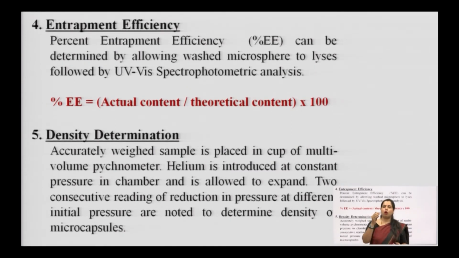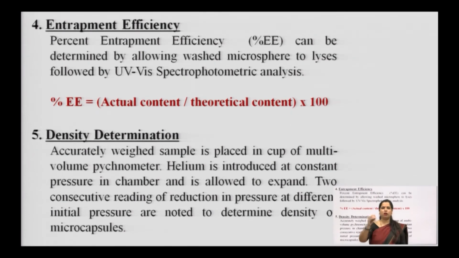So, many more you can use, and then after lysis of the microsphere you can filter the solution you get, make a further subdilution, and then calculate the percentage EE using this formula: actual content by theoretical content, multiplied by 100, as you are taking percentage. Actual content means how much content you have received through UV analysis, and theoretical, say you use 100 mg of drug in the system.